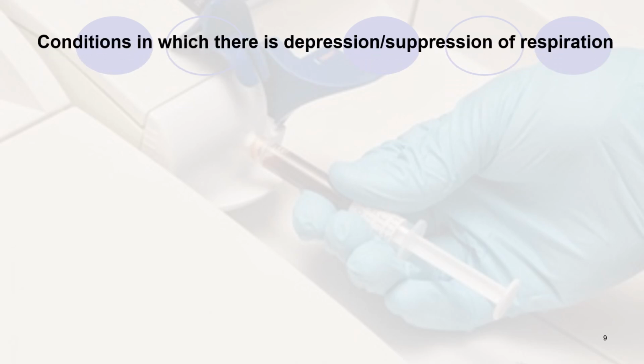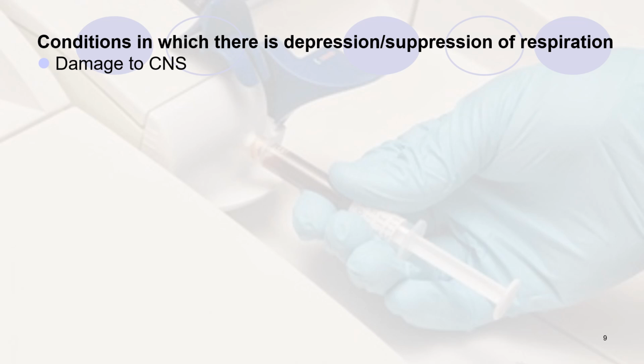Here we see the conditions or situations that lead to excess carbon dioxide trapping, that is, conditions in which there is depression or suppression of respiration. When there is a change in the respiratory center function, there is an alteration in gas exchange. Examples are damage to the central nervous system, head injury or any type of trauma, or any decreased perfusion, such as a cerebrovascular accident.